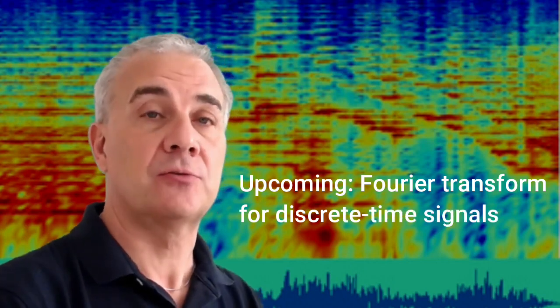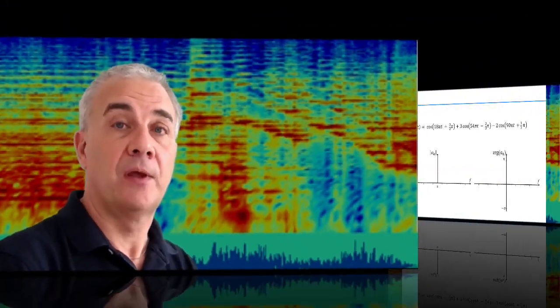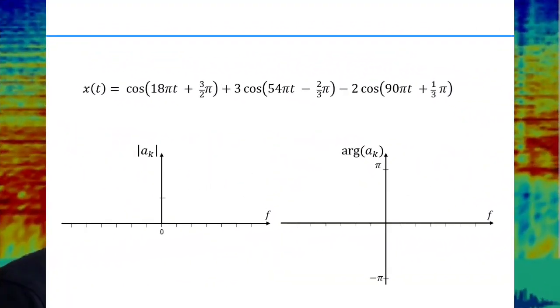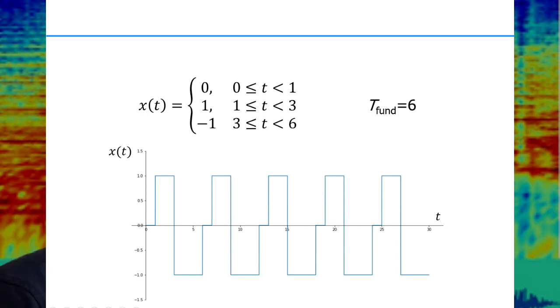I will end again with two exercises that you should be able to solve with this week's theory. First, given this continuous time signal x of t, rewrite it in the form of a sum of complex exponentials and plot the amplitude and phase spectrum. Second, given this continuous time signal x of t, find the Fourier series coefficients a0, a1 and maybe a2 by solving the Fourier analysis expression.